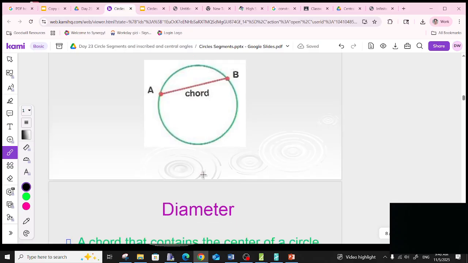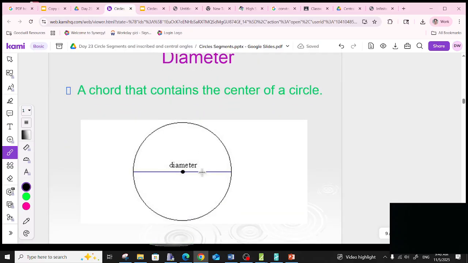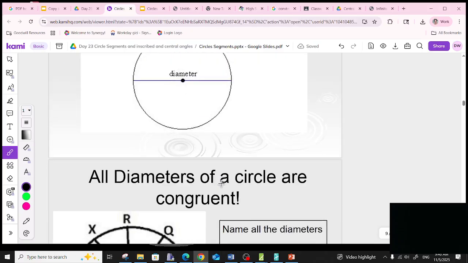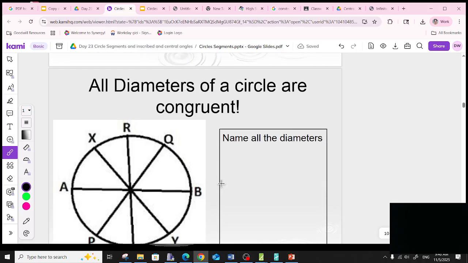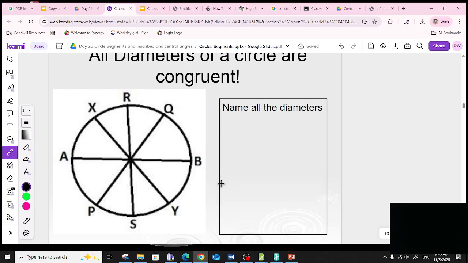Okay? So, a chord that contains the center of the circle is a diameter. So, a diameter is a chord, because the endpoints are on the circle. But it's a special chord because it goes through the center. It's also the longest chord. It's going to be the longest chord of your circle. Guess what? All diameters of a circle are congruent. So, let's list all the diameters.